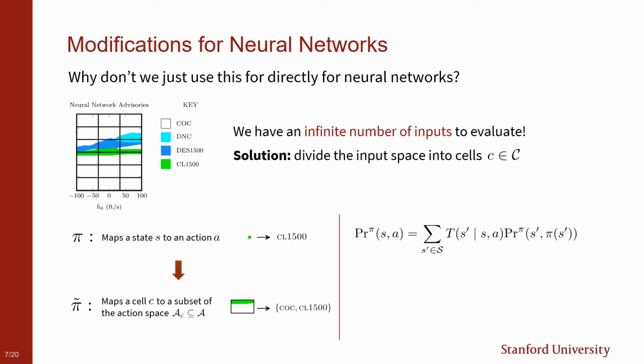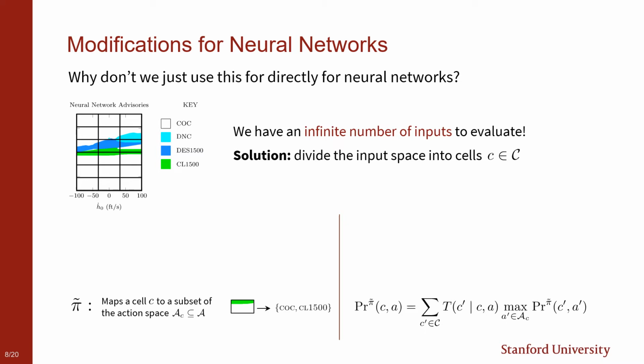We are now determining the probability using our over-approximated policy, pi tilde, and because this policy maps to subsets of actions rather than a single action, we need to introduce a maximization that assumes that we take the worst case action in that subset.